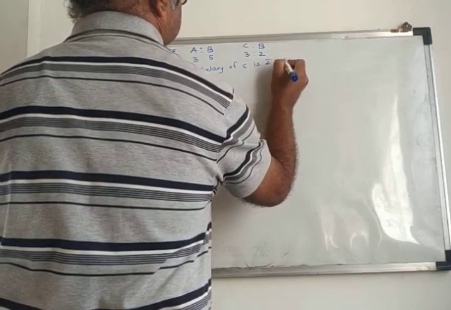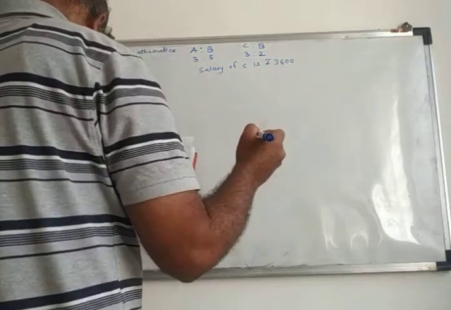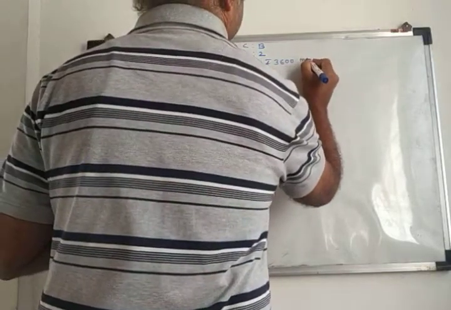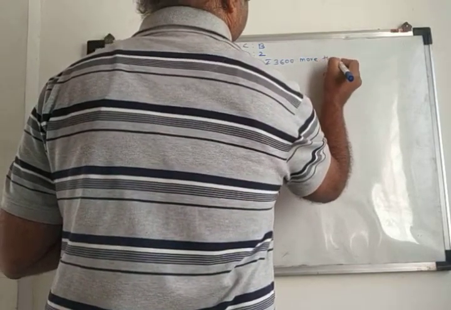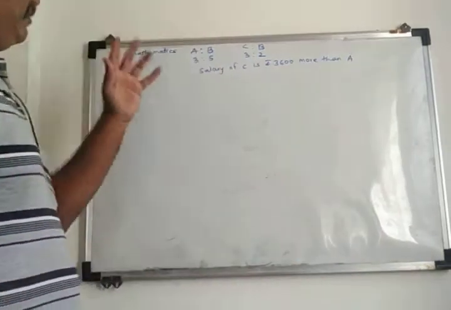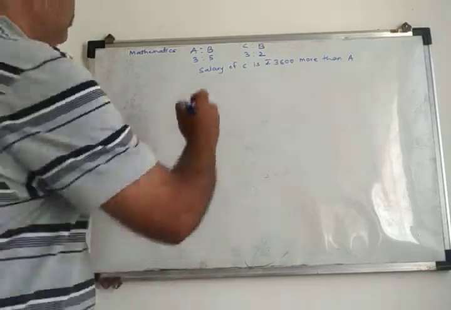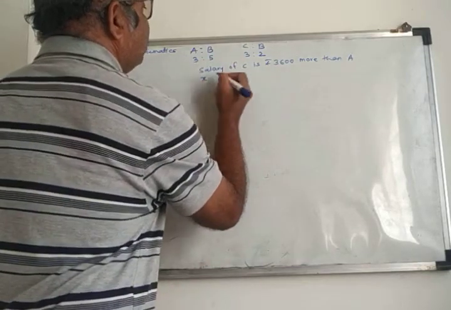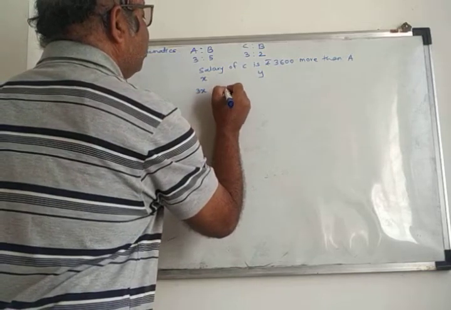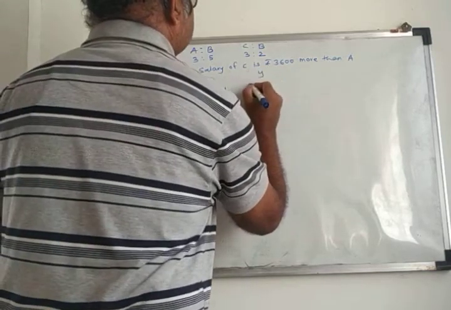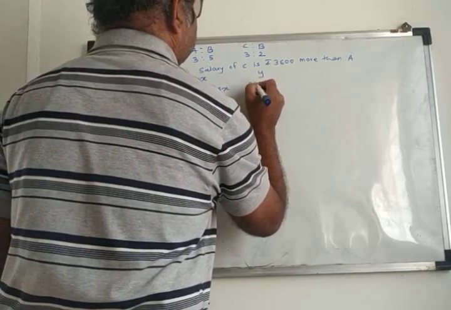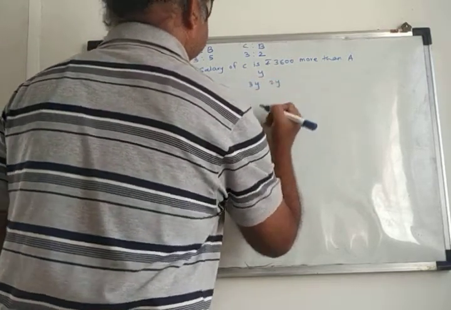rupees 3,600 more than A. So the same thing is over here. I will put a common multiple x for this side and a common multiple y for the other. So this becomes 3x and 5x, and here 3y and 2y.